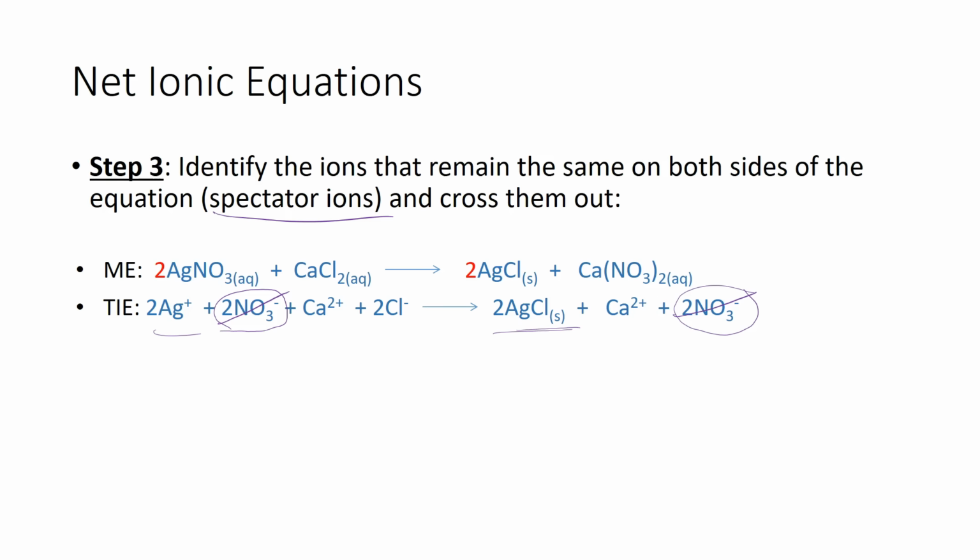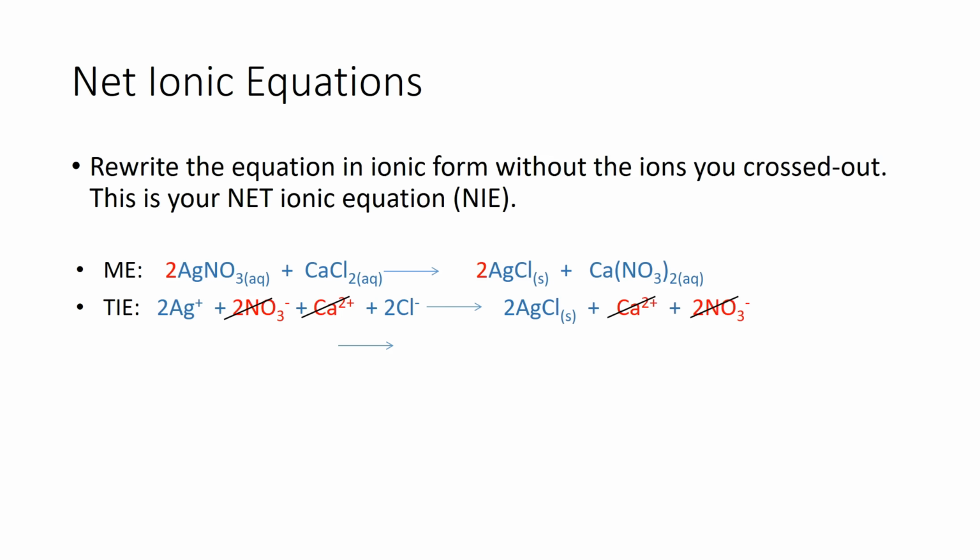Calcium, likewise, stays as an ion on both sides. So we're going to cross that off. Chlorine is an ion on the left side, part of a precipitate on the right, so it stays. So again, I'm looking for ions that stay aqueous on both sides and canceling them out. Anything that began as an ion but became part of a precipitate stays. So I'm eliminating those. So that's total ionic equation.